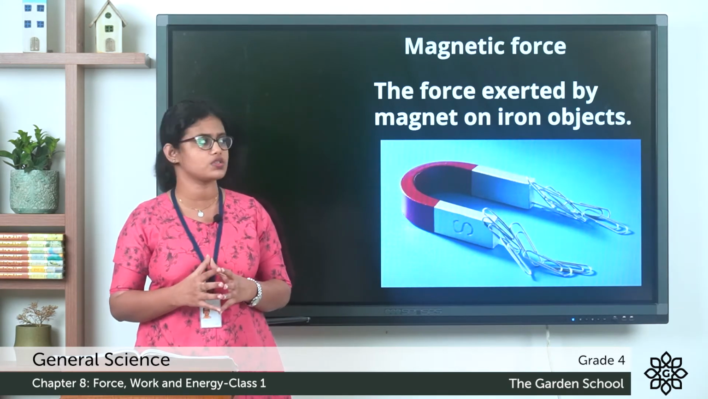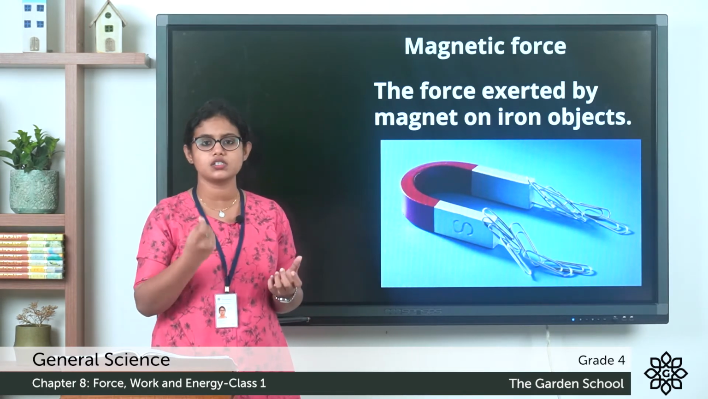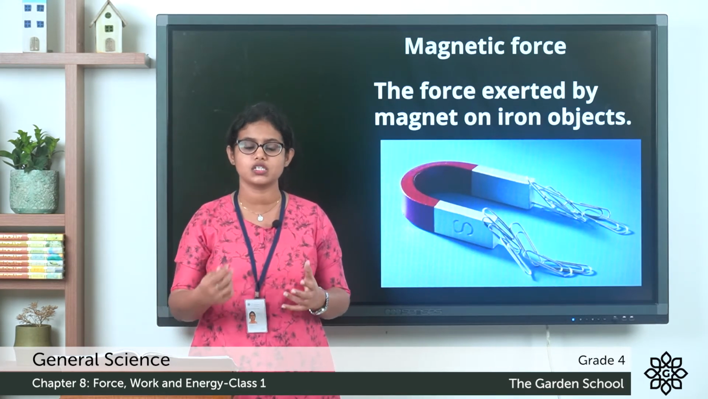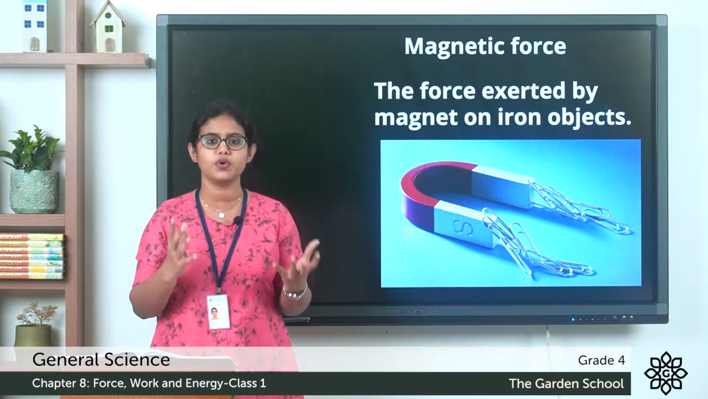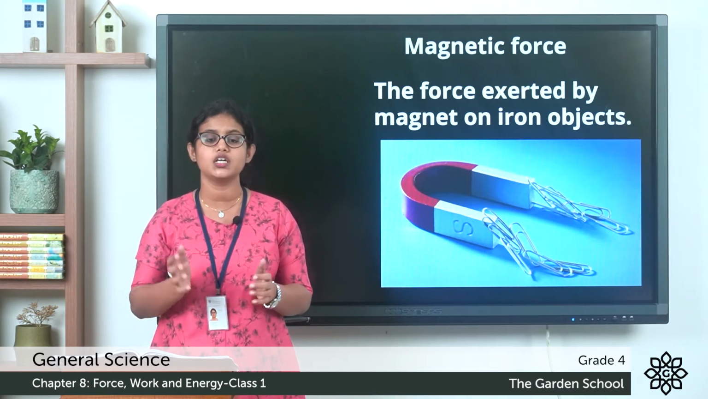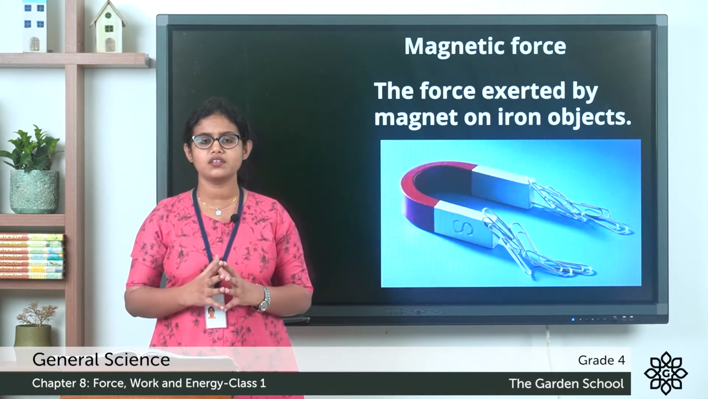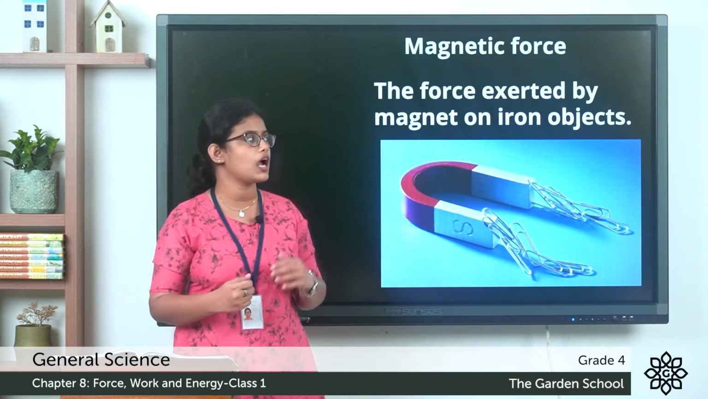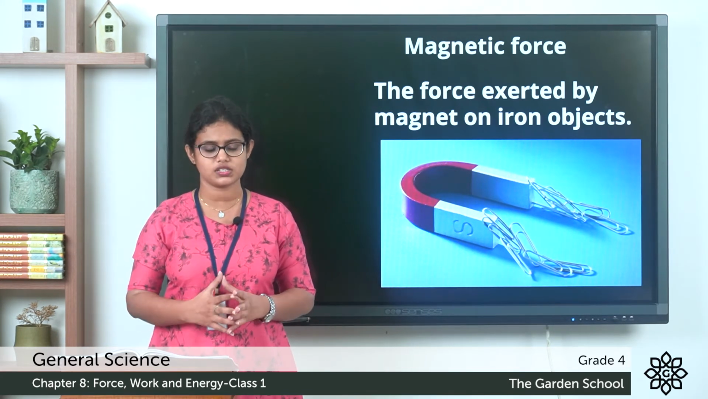So what is magnetic force? The force exerted by magnet on iron objects. Exerted means apply. So the force exerted by magnet on iron objects is called as magnetic force. Even you can experiment this. You can bring together a magnet and an iron object, and you can see the iron object gets attracted to the magnet. The magnet pulls iron objects towards it.